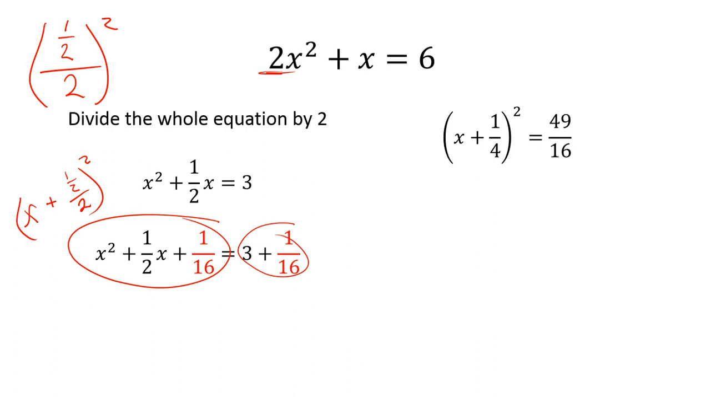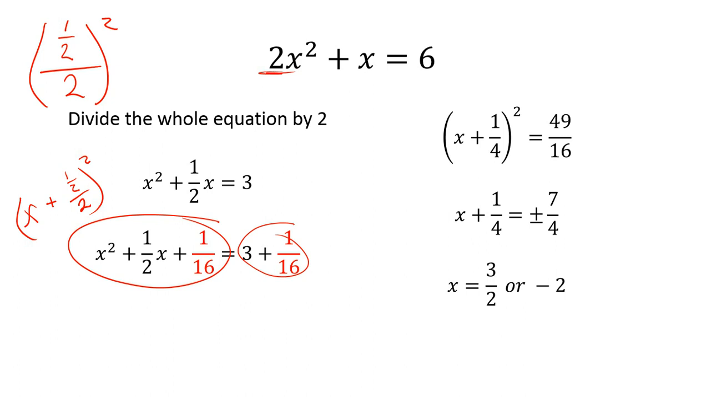And so now we go through and we do our square root. So we do the square root of both sides, end up with x plus 1/4 is equal to plus or minus 7 over 4 because we took the square root of the top and the bottom. And now we subtract 1/4, giving us either a positive 6 over 4, which is 3 over 2, or a negative 8 over 4, which is a negative 2.